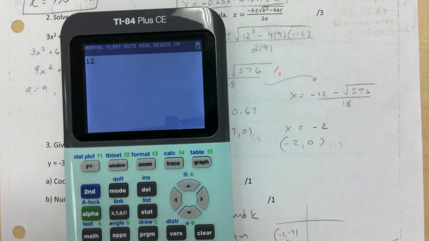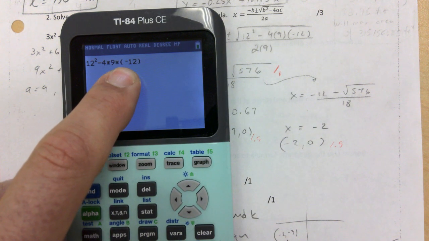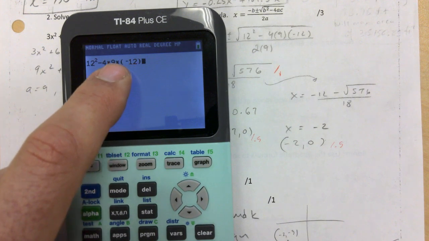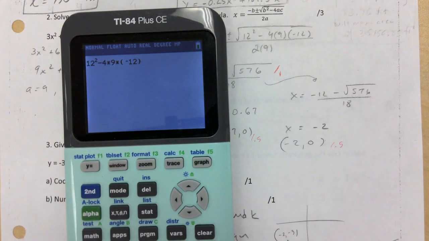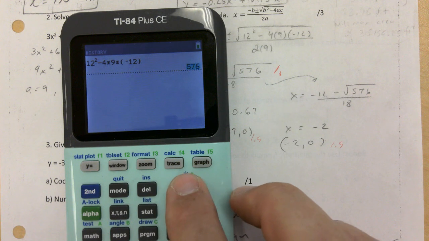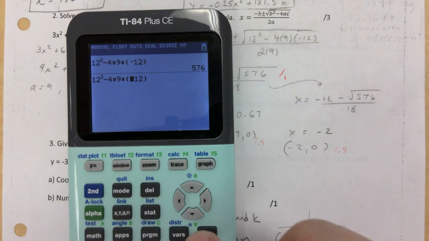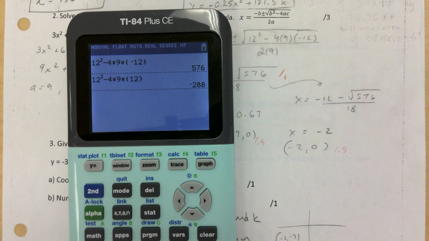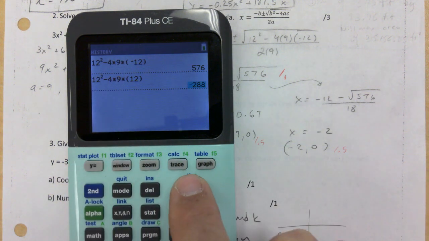So if you go 12 squared minus 4 times 9 times negative 12, just for safety reasons, I'll put that negative 12. So I know that these two negatives are going to turn into a positive and it's going to add. That's why it's going to be a bigger number. If I copy this and get rid of that negative, then it's negative 288. So did you forget to square the 12 perhaps?